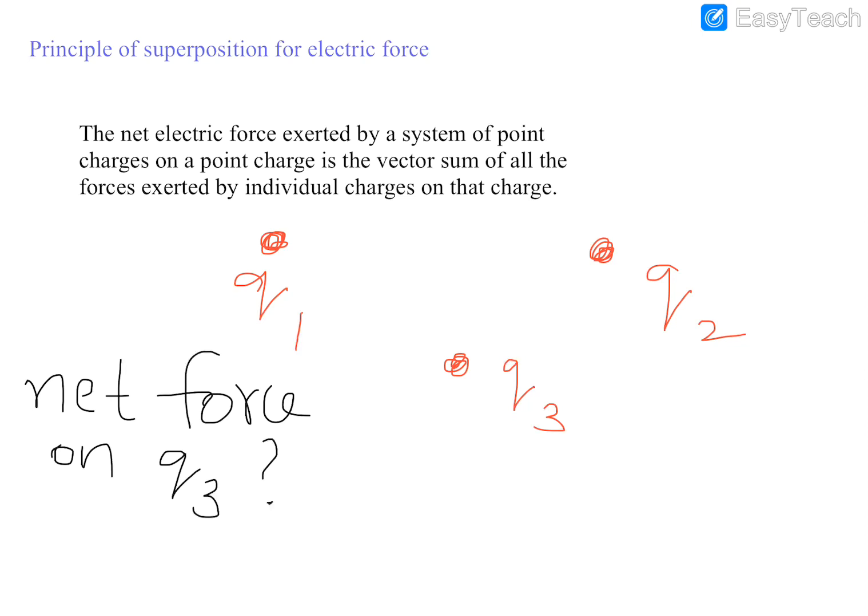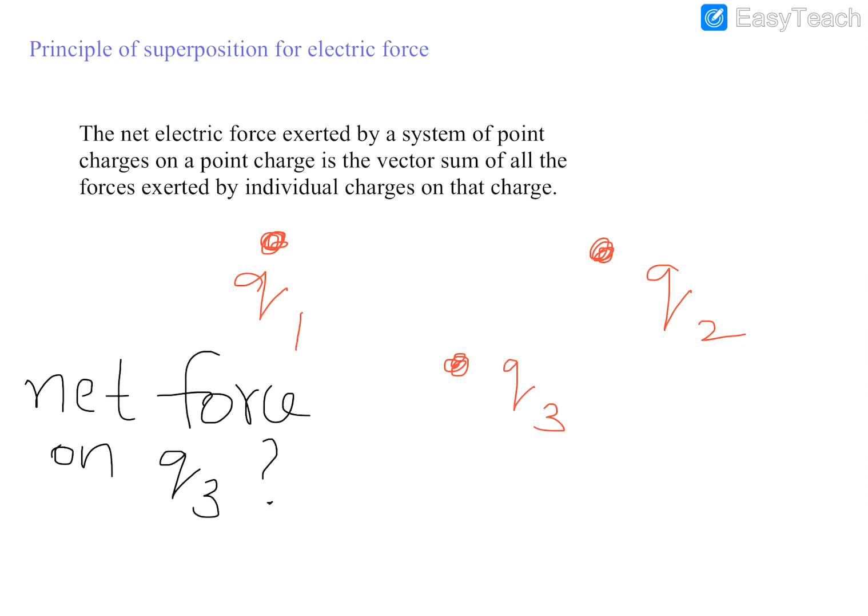But from the figure you can see that there are three charges, and on Q3, Q1 as well as Q2 both will exert force. Q1 will exert a force on Q3, Q2 will also exert a force on Q3. You want to find the net force. Net force means force from Q1 as well as from Q2 acting on Q3. So how to find the net force on Q3? For that you can use this principle of superposition. How you can use it, I will explain here. So listen.